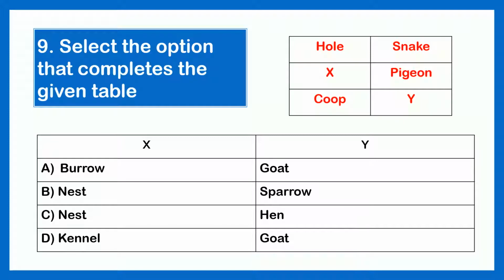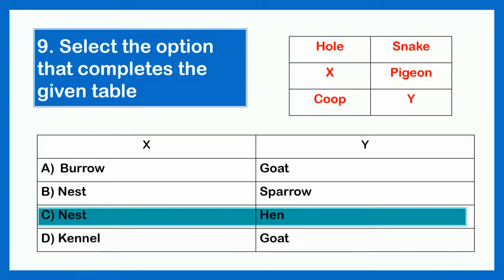Select the option that completes a given table. Hole, snake, X, pigeon, coop, Y. So from the table we can see that snake lives in a hole, pigeon lives in a nest, and coop is for hens. Therefore, the correct option is option C, nest, hen. Pigeon lives in a nest and hen lives in a coop.